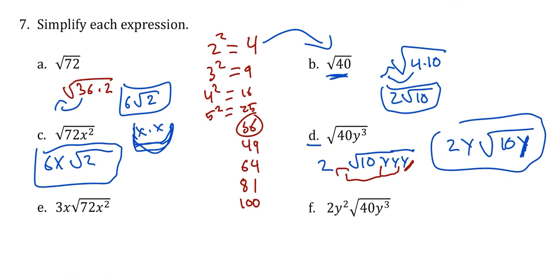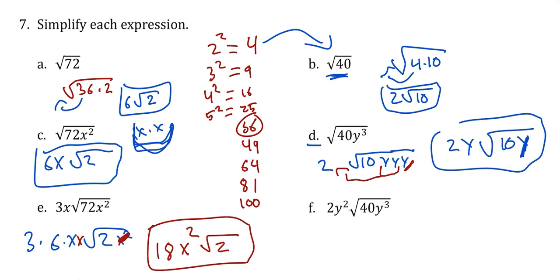Okay, now for part E, same idea. We know that 72 becomes 6 root 2. And we had this 3 on the outside to start here, and we have an x to start. And then we have an x squared on the inside. We know that that x squared is x times x, so we can take it out as a pair. So I'm going to cross it out on the inside, and I'm going to put an x right here on the outside. Now this is our final answer, but we just need to simplify a little bit. 3 times 6 gives us 18. x times x can be written as x squared. And then we just have our 2 on the inside.